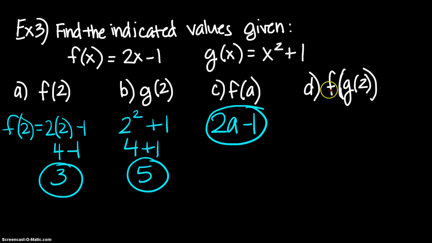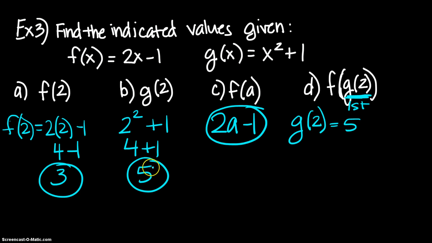For D, f of g of 2. This g of 2, we have to do that first. If we're following our PEMDAS, which is the order of operations, or please excuse my dear Aunt Sally, we do what's inside our parentheses. Our parentheses tells us to do g of 2 first. So let's find g of 2. Oh, we did it already. It equals 5.